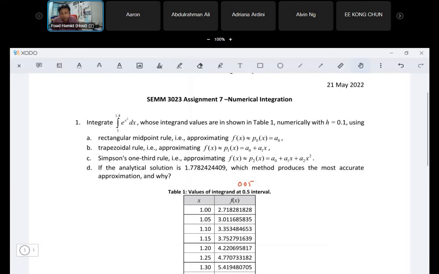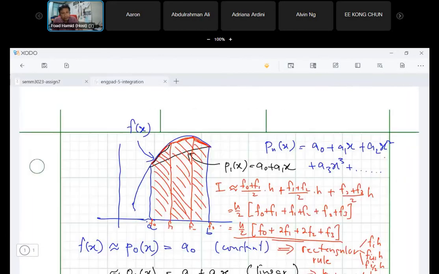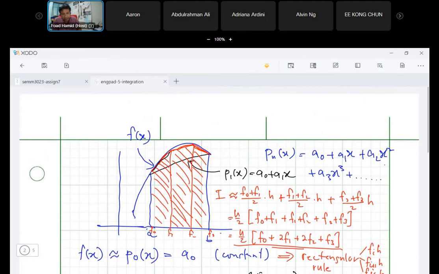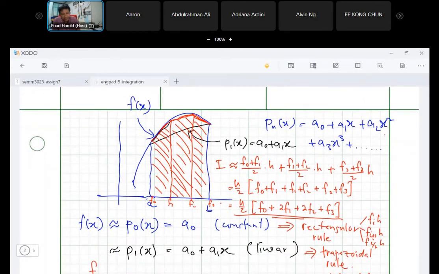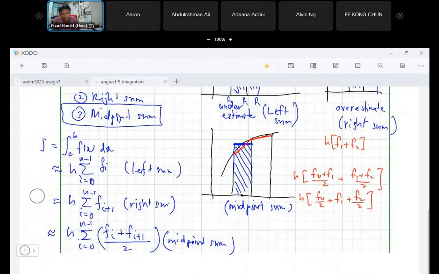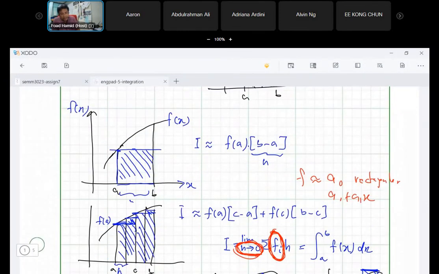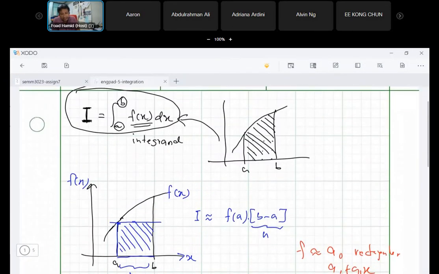So use rectangular midpoint rule. If you recall last time when we discussed integration, this is from my previous lectures, where we say we can use this rule. This is the midpoint rule. Sorry, this is the rectangular rule because the shape of the area is rectangular.